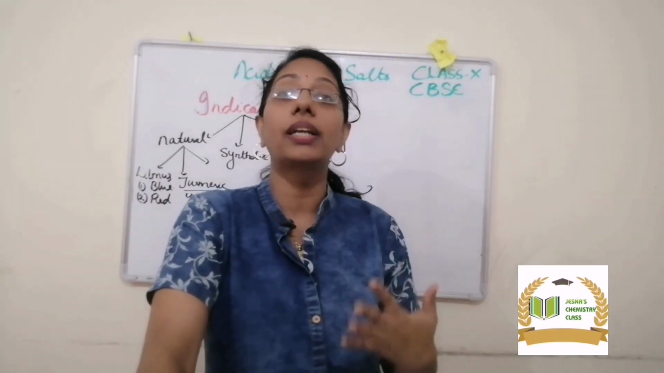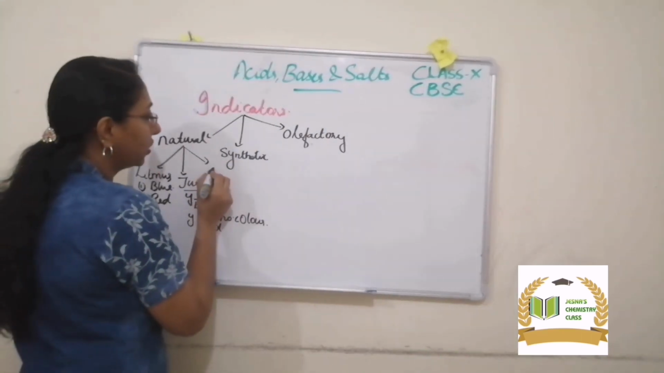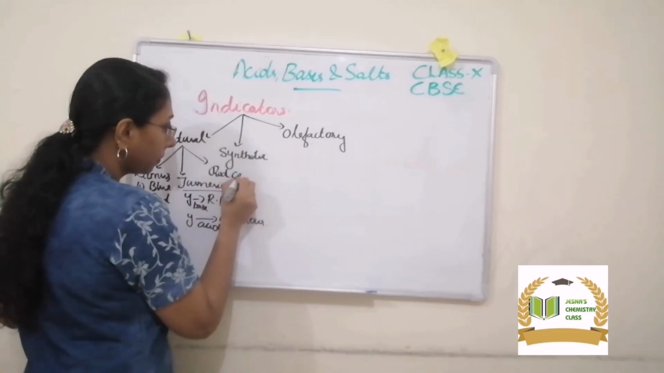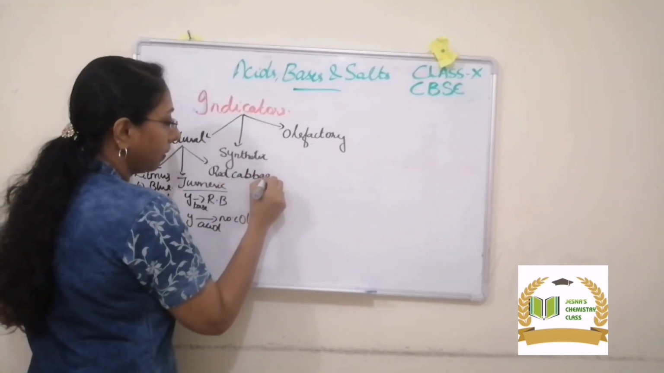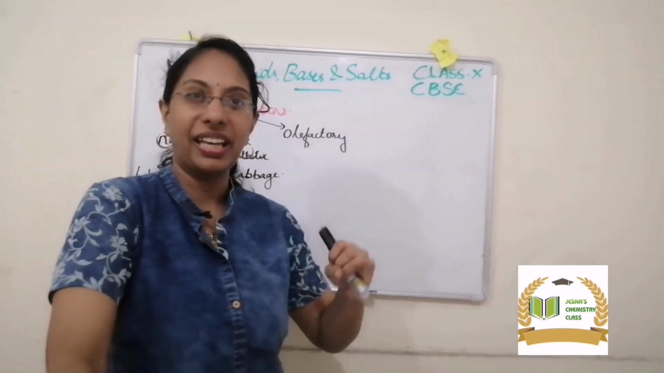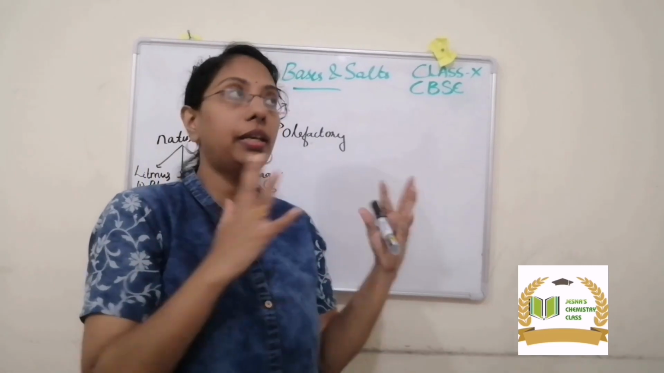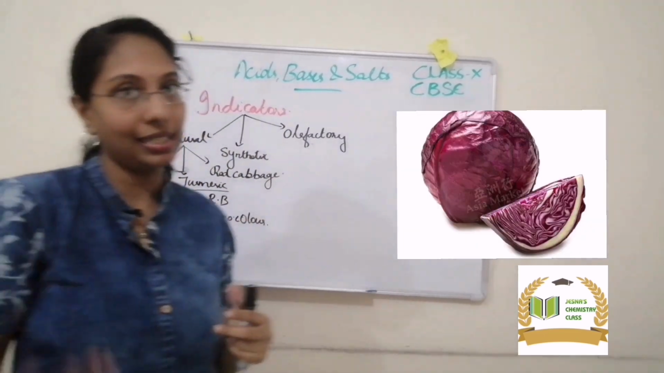Clear? Next one is cabbage. That also we are using in our kitchen. That is red cabbage. We have seen different colored cabbages, yellow, red and purple. So we are using red cabbage as an indicator.